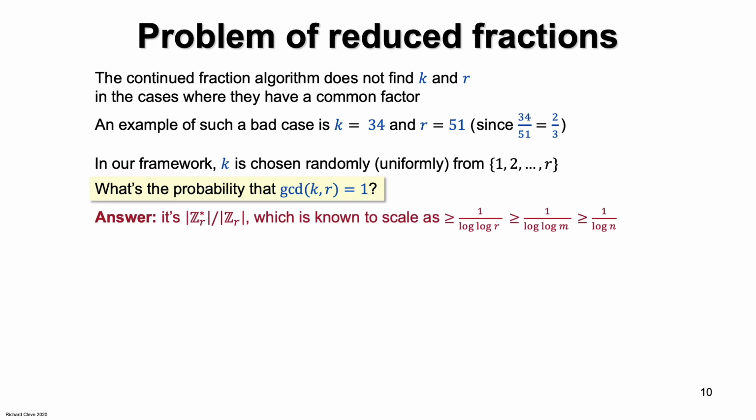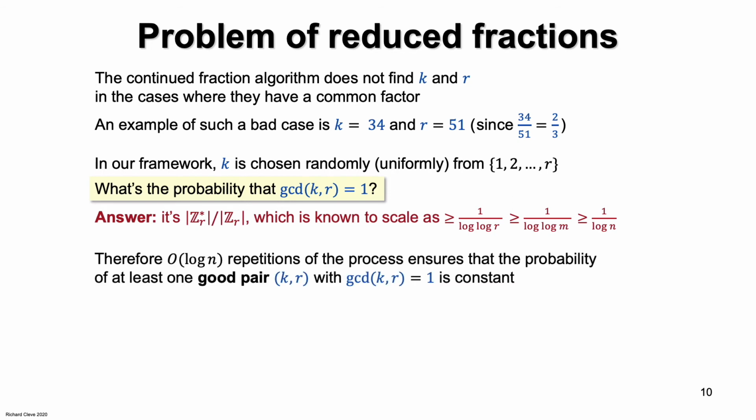What can we say about the probability of such a random k being relatively prime to r? This quantity is the ratio of the size of the set Z star r to the set Zr. The ratio need not be constant, but it is not too small. It is known to be at least 1 over log r in size. When the modulus is n bits, this lower bound is at least 1 over log n. That means that log n repetitions of the process is sufficient for the k that's relatively prime to r to occur with constant probability.